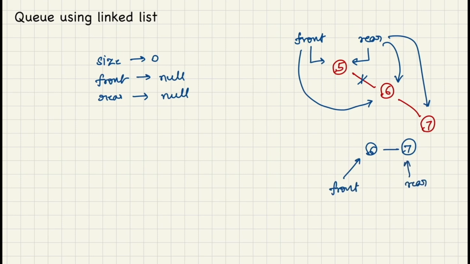Similarly, if you want to remove the next element, that is 6, it can be removed from here. This link can be broken, and now our front and rear are pointing to 7. Okay, so this is how we are going to implement queue using linked list. So let's see that in the code.